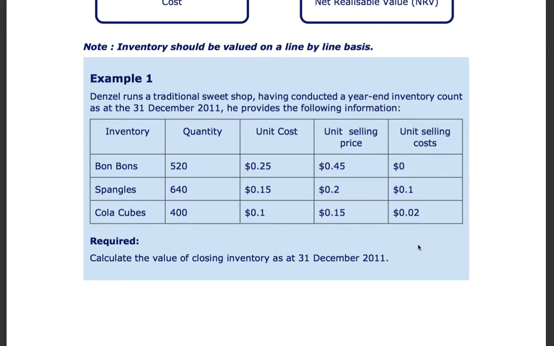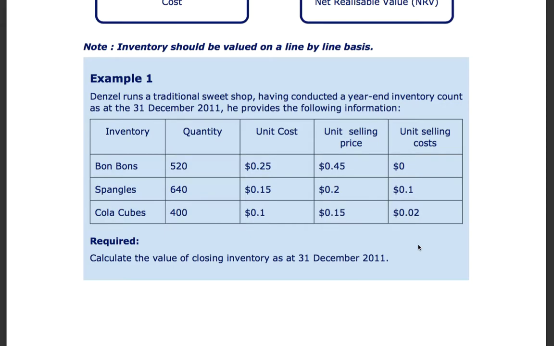So Denzel, that's a funny name. Sorry, Denzel, if any Denzel is hearing this. I doubt there would be any Denzels hearing it. But Denzel, that sounds fun to say. Denzel, Denzel, Denzel. Denzel runs a traditional sweet shop. Denzel, dude, you're giving diabetes to people.